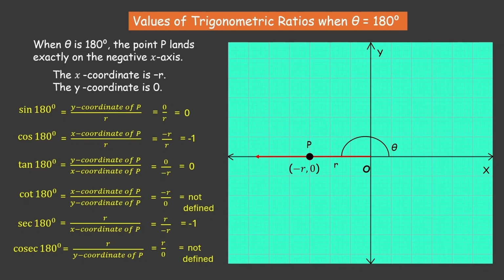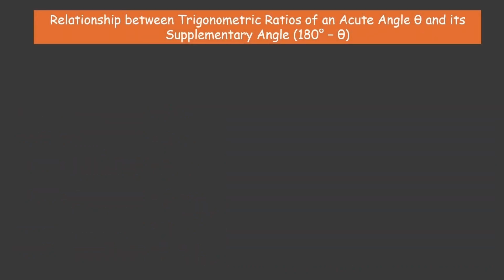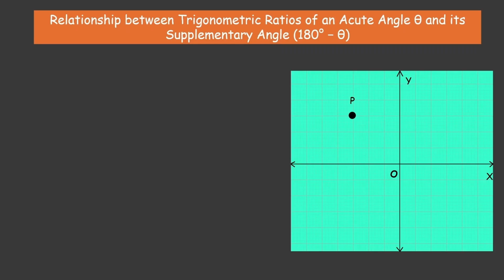Now, if we recall, we studied the relation between trigonometric ratios of theta and its complementary angle 90 minus theta, right? Similarly, we are now going to see the relationship between trigonometric ratios of acute angle theta and its supplementary angle. So on this coordinate plane, we have a point P whose coordinates are x, y, and angle XOP, where OP is of length r. Angle XOP is 180 minus theta.